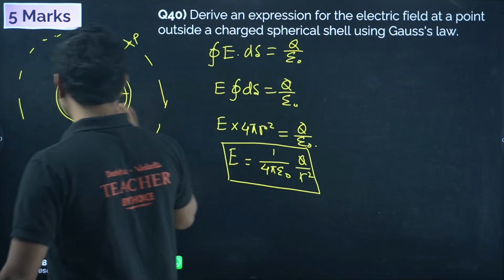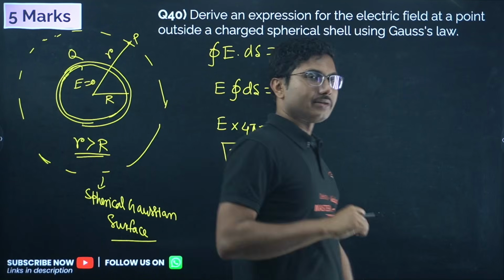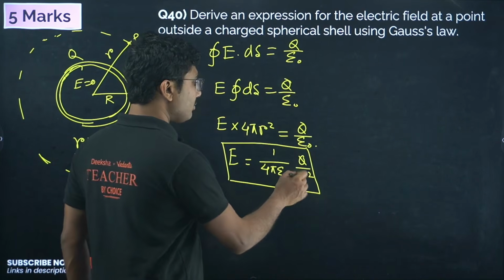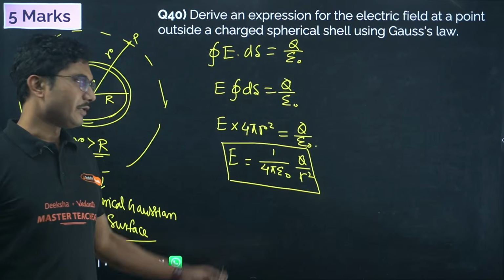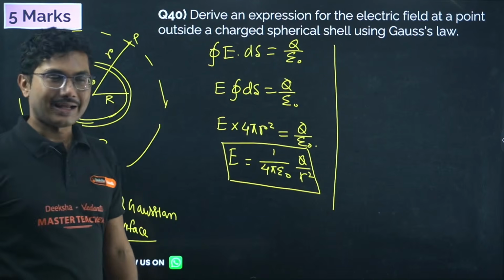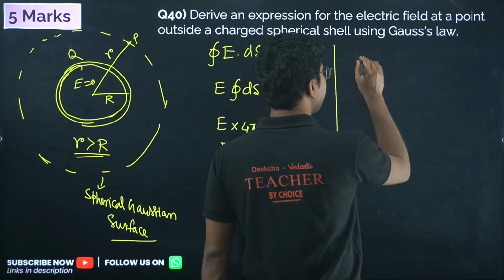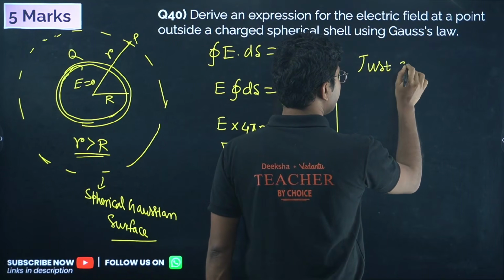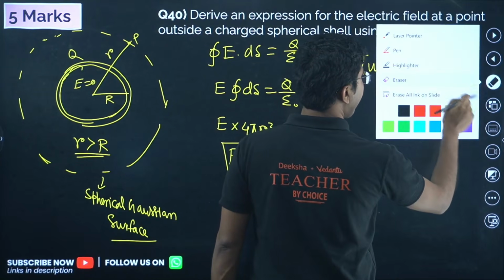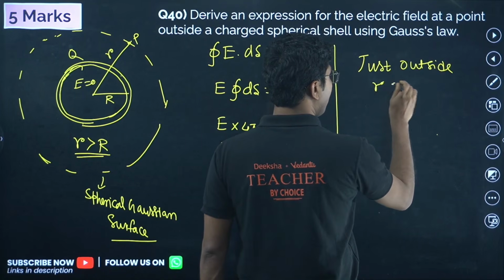Electric field inside the surface is 0. Just exactly on the surface will also be 0. Just outside the surface, if you put small r equals capital R, you get the electric field just outside the surface. From the center till exactly on the surface electric field is 0. Just outside the surface they might ask what is the electric field just outside. You just need to substitute small r equals capital R.